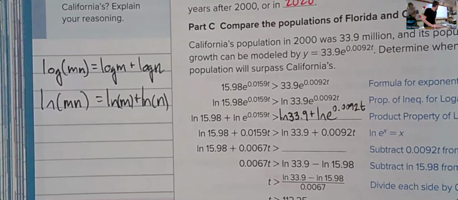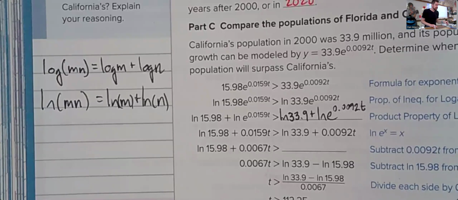We can then use the fact that ln and e are inverse operations, and we're just left with the exponents, which brings the value of t down from the exponent to the same level as everything else, which is what we want because we have to solve for t.